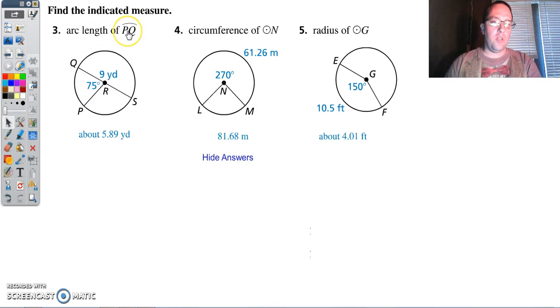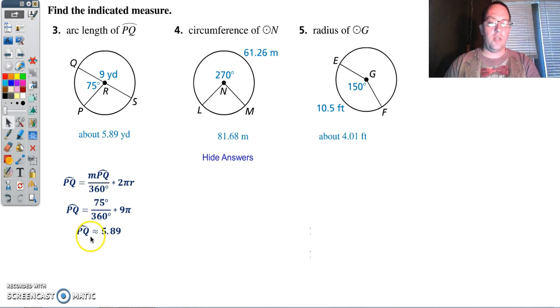All right, so we're looking for the length of the arc PQ. So we are going to use this formula here. Length of arc PQ equals the degree measure of arc PQ over the degrees of the whole circle times the length around the whole circle. Now in this case they gave us the diameter, so that's a little bit different. So instead of using 2 pi r, we're going to use pi times the diameter. So that is 9 pi. And the measure of the arc is 75 degrees. You just take that whole thing, type it straight into the calculator, and you get the length of arc PQ is 5.89, and this is in yards.